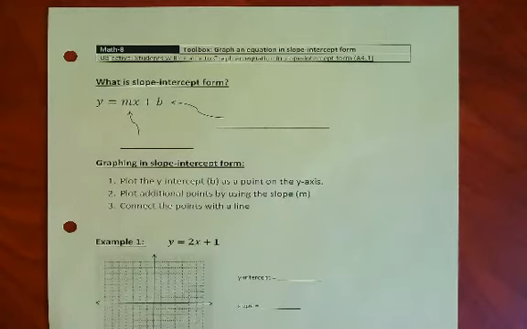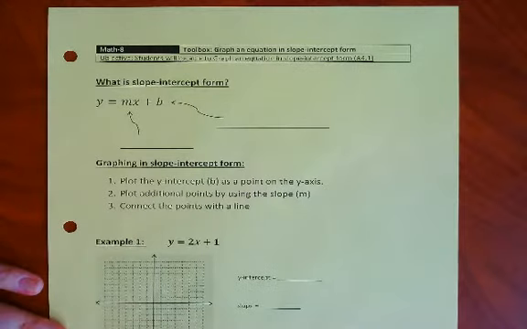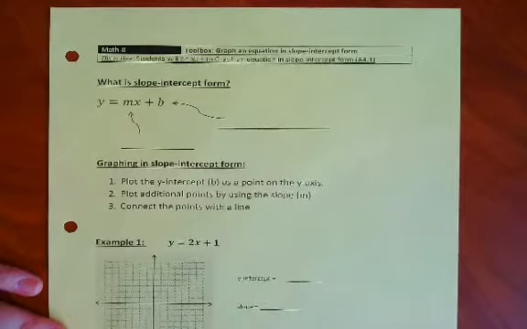So what we did previously was write the equations from the graph. So now we're going to use what we know from writing the equations from the graph and graph the equation. So the first thing we have to be able to do is identify the parts of the equation. What does M represent? MB?